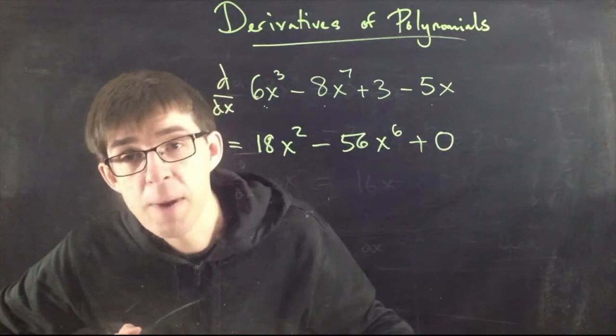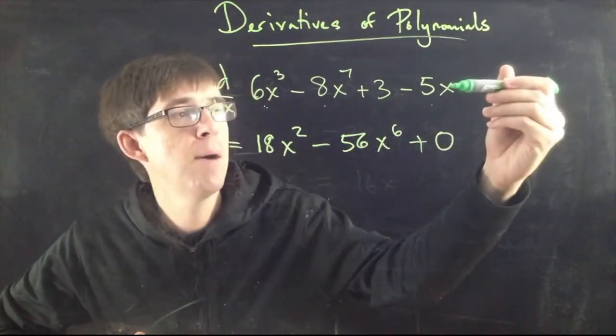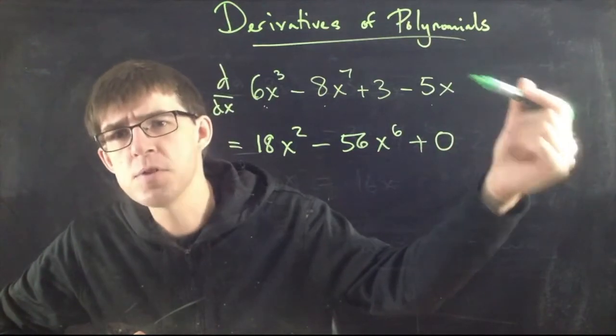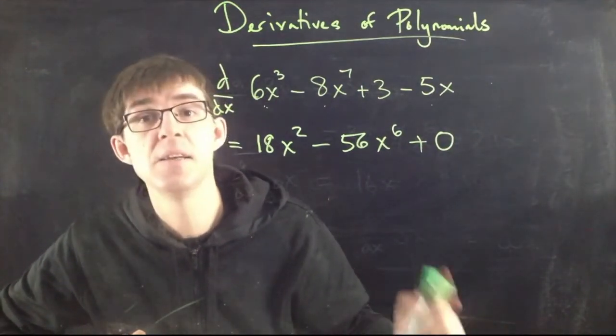And then what about this? Minus 5x. The minus 5 is a coefficient. It will stay like it is. How about the derivative of x? This also, I hope you remember, was a special case. The derivative of just x is 1.